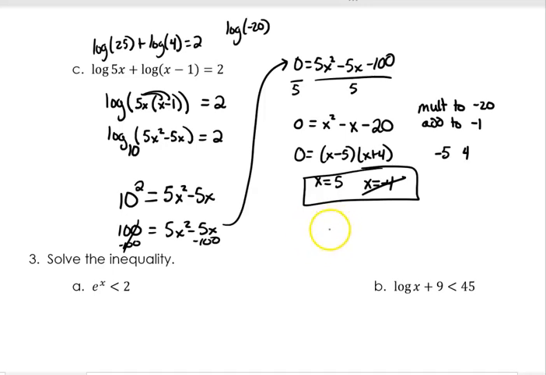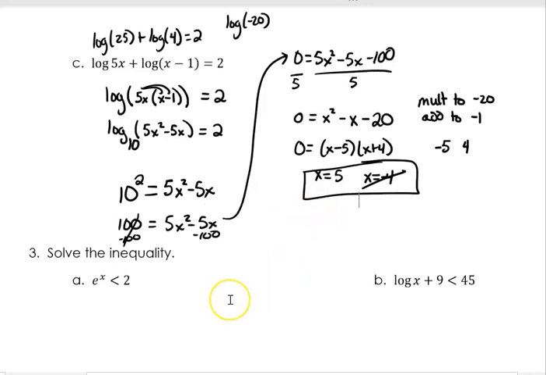There are times where a negative will check out, but you always have to plug it back into the log and see what happens. Okay, and now let's look at 3a.